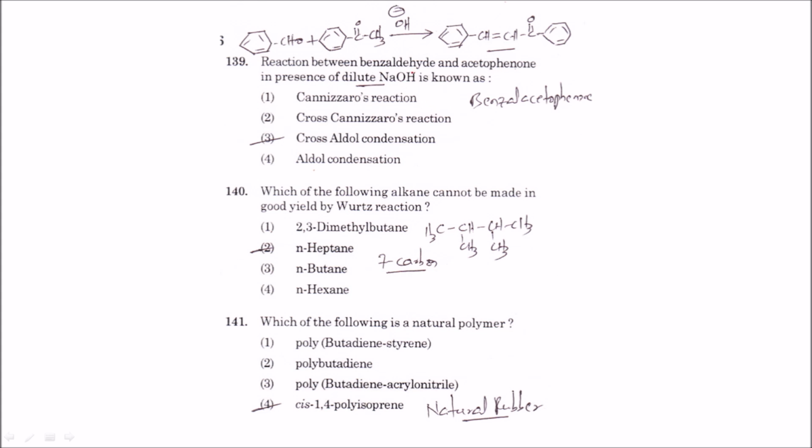Okay, reaction between benzaldehyde and acetophenone. Now benzaldehyde is not having any alpha hydrogen atoms. I taken a reaction here, you can see. And acetophenone, that's a ketone, right? C6H5COCH3 in the presence of dilute sodium hydroxide. Dilute sodium hydroxide we use in the case of aldol condensation, but as it contains two different carbonyl compounds, one benzaldehyde, other is acetophenone, the reaction is called cross aldol condensation. So the right option for this is third one. Right, let's go to the next one now.